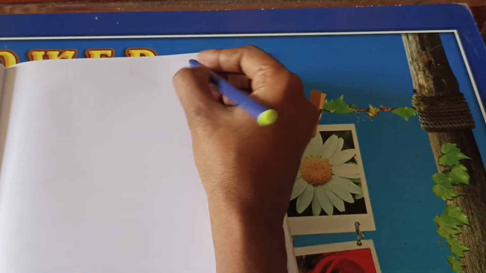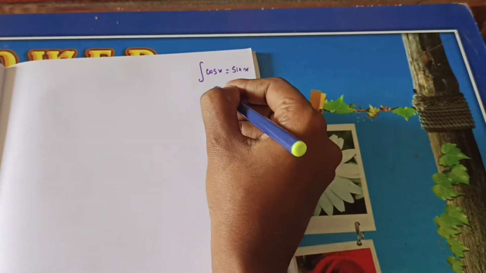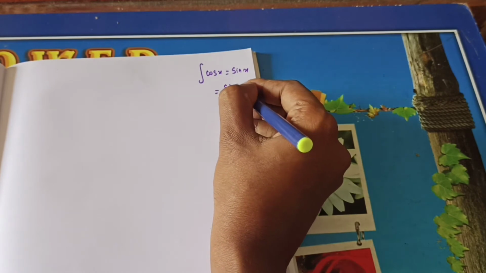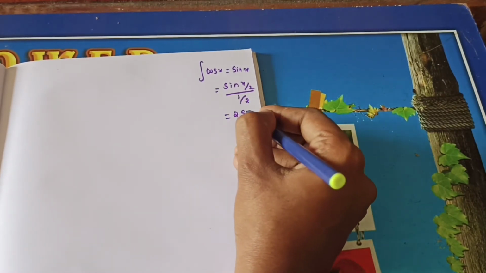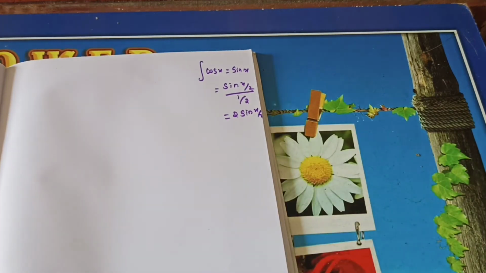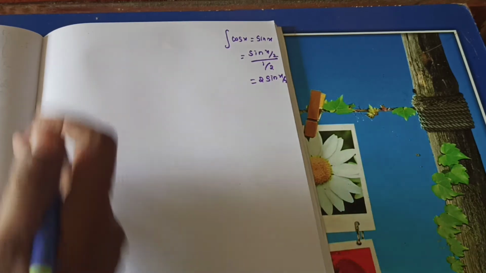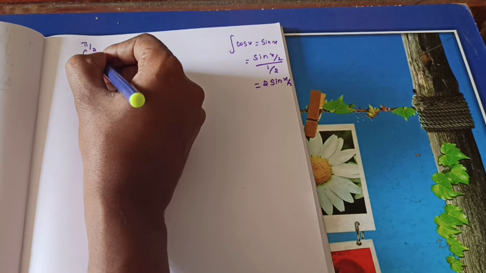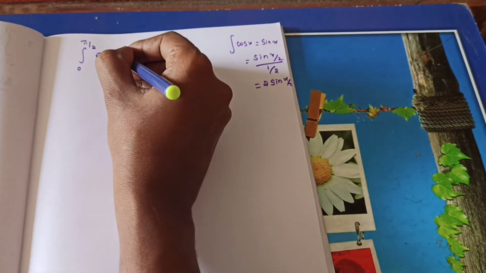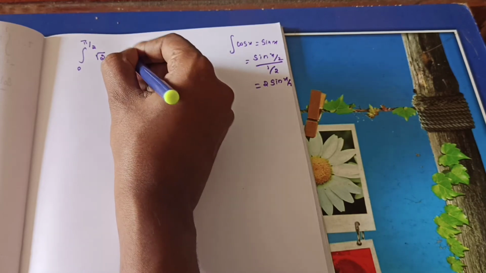Understand? So square root of 2 cos x by 2. We know the formula for integral of cos x. What's the formula? Sin x. Is it right? So here cos x by 2 means what's the value you will get? Sin x by 2 by 1 by 2. From that you will get 2 sin x by 2. Got it? Yes. So you can substitute this value here. So integral of 0 to pi by 2. Square root of 2 is there already. So 2 sin x by 2.